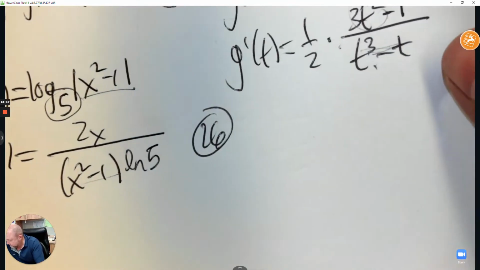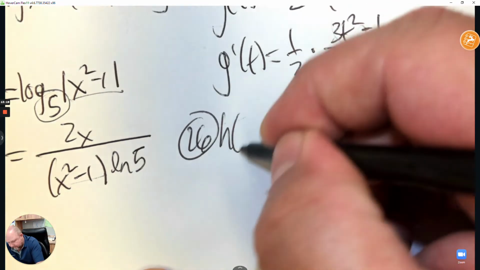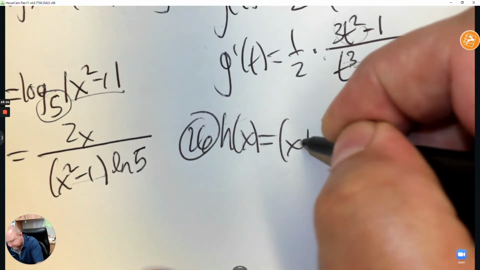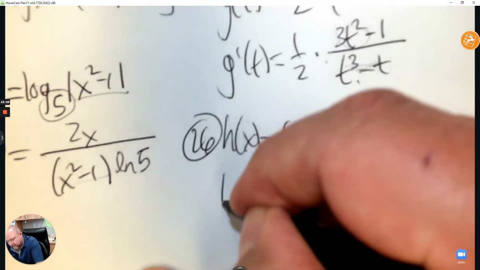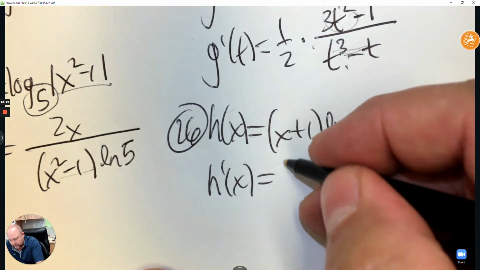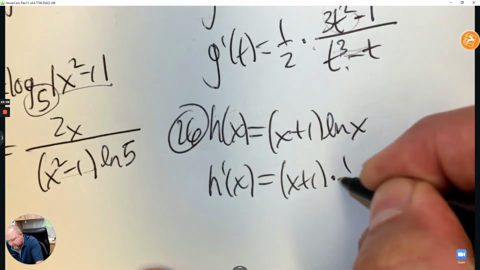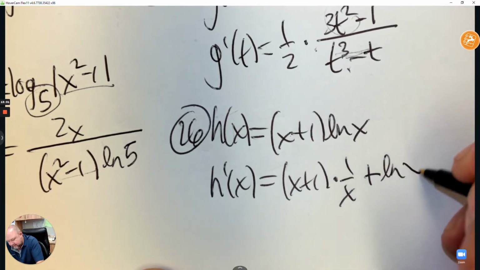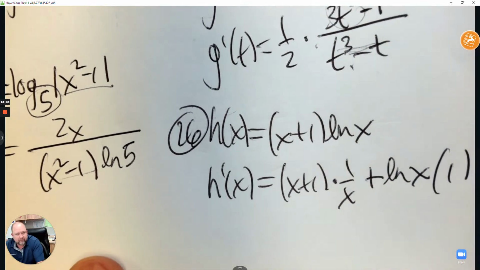26. Press pause and think about it. This is the product rule. The first times the derivative of the second plus the second times the derivative of the first.